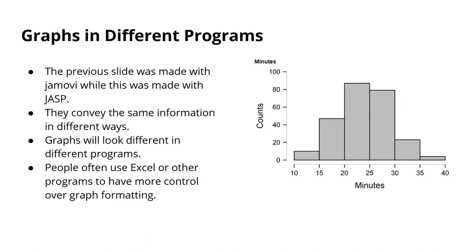So the graphs in the previous slides were all made with Jamovi, and this slide here was made with JASP, which you'll notice looks a little bit different than this slide in Jamovi. It creates different widths of categories there. They convey the same information in different ways, and you'll find that the graphs are going to look different depending on which program you're using. If you're using SPSS or Jamovi or JASP, you're going to get slightly different looking graphs.